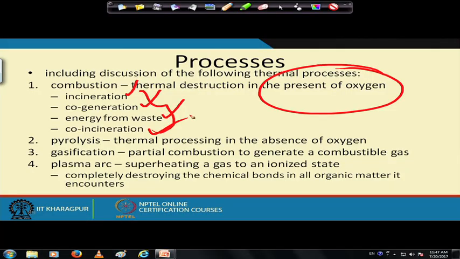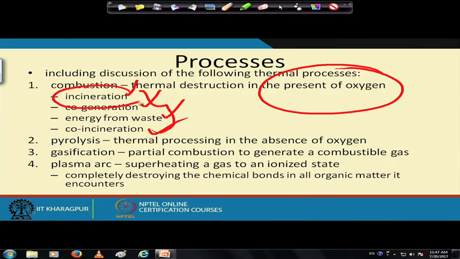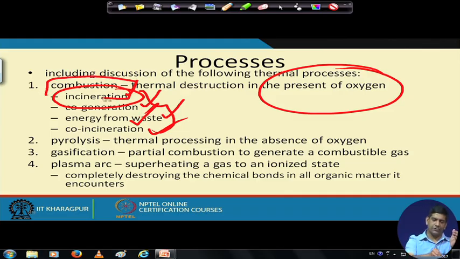Then cogeneration is when you are trying to mix something together. Energy from waste is different: in an incineration plant, you may not be collecting any energy, you are just incinerating it to thermally destroy it. But when you do energy from waste, your focus is on energy generation, so you are trying to make energy out of that garbage. Co-incineration is when you are mixing with something else. So I said all of those are essentially a combustion process. That is what it is.